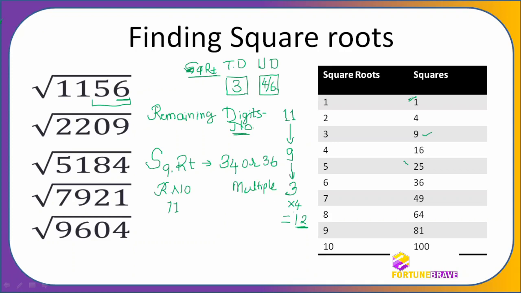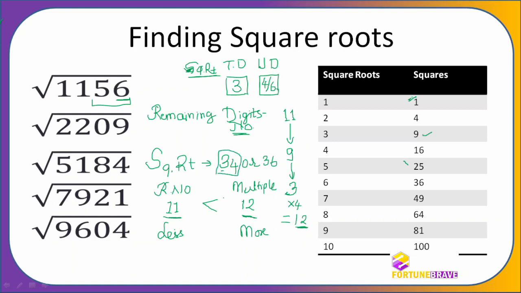First digit into its next number. So now what is it? 12. Now listen carefully. If 11 is less than 12, now here 11 is less than 12. This number is less, the remaining digit is less, and this is more, isn't it? The remaining number is 11, which is less than the multiple. Then you have to take the lesser number.